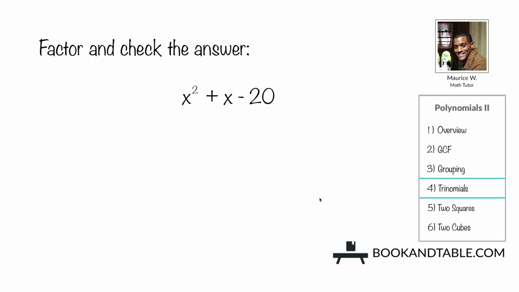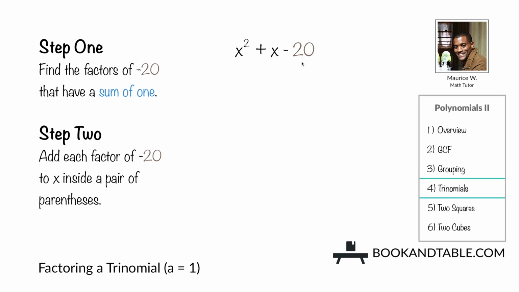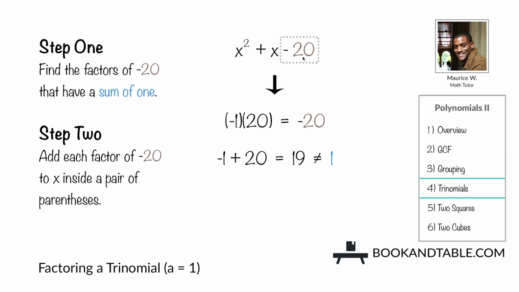So let's say you're asked to factor and check the answer for x squared plus x minus 20. The first step is to consider the factors of negative 20 and to find the pair of factors that have a sum equal to the coefficient of x, which in this case would be positive 1. So we start with negative 1 times 20. That would give us a product of negative 20. But when we add those two factors together, we would get negative 1 plus 20, which is equal to positive 19. And that does not equal the coefficient of x, which is positive 1. So that is how we know that these are not the two factors of negative 20 that we are looking for. So then we look at the next pair of factors.